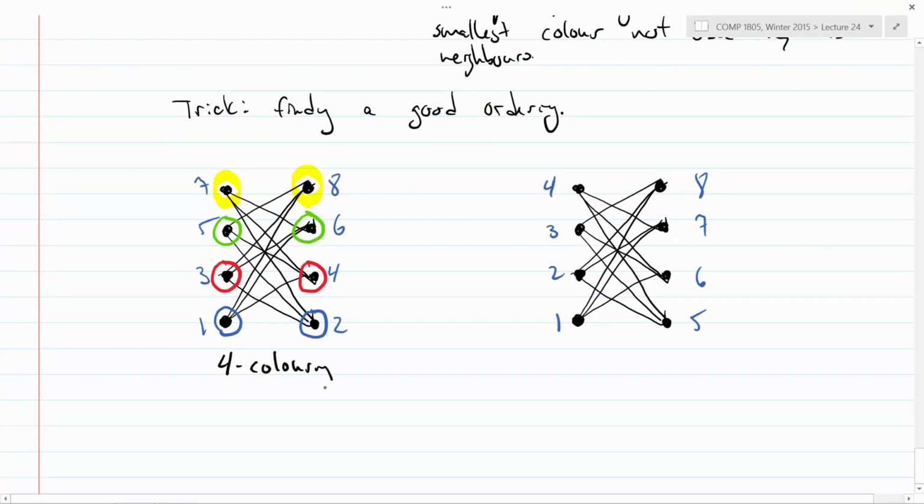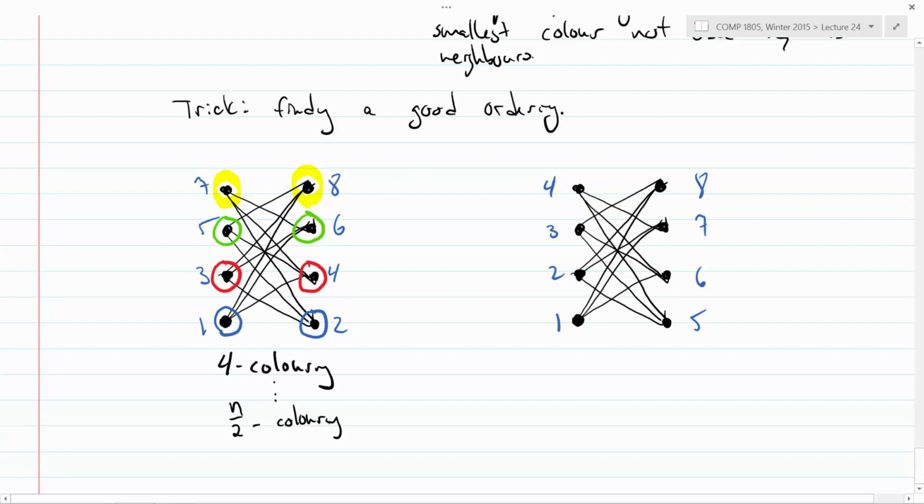When I say n coloring, I mean a coloring with that many colors. What would happen if I continued this pattern all the way up? Here I have 4 on each side. What if I had n on each side? In general, this is going to give me an n over 2 coloring.